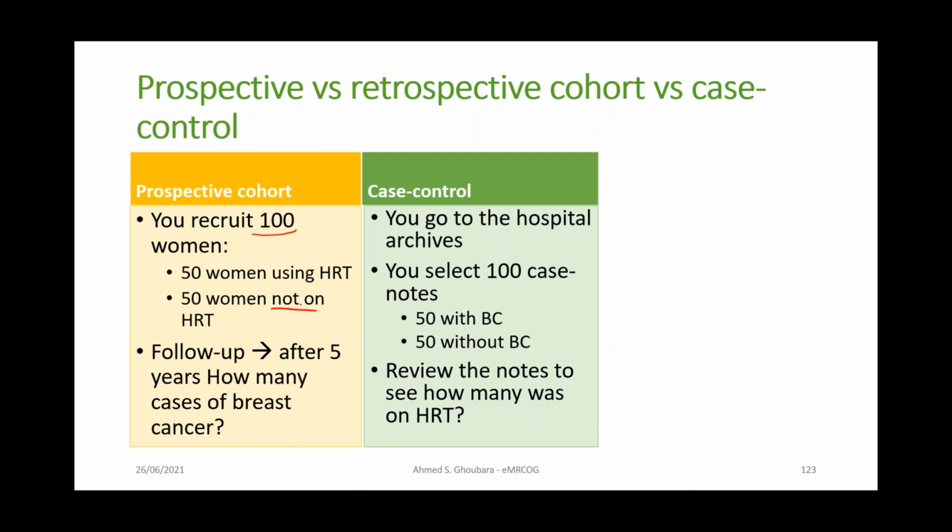Case control is the other way around. You go to the hospital archives. You select 100 case notes, 50 with breast cancer and 50 without, because it's called cases. Cases means cancer, means real disease, and control means no disease. You review the notes, go back in time, call the patient, call the GP, and see how many patients were using HRT or not. So you start with the cases and end with exposure.